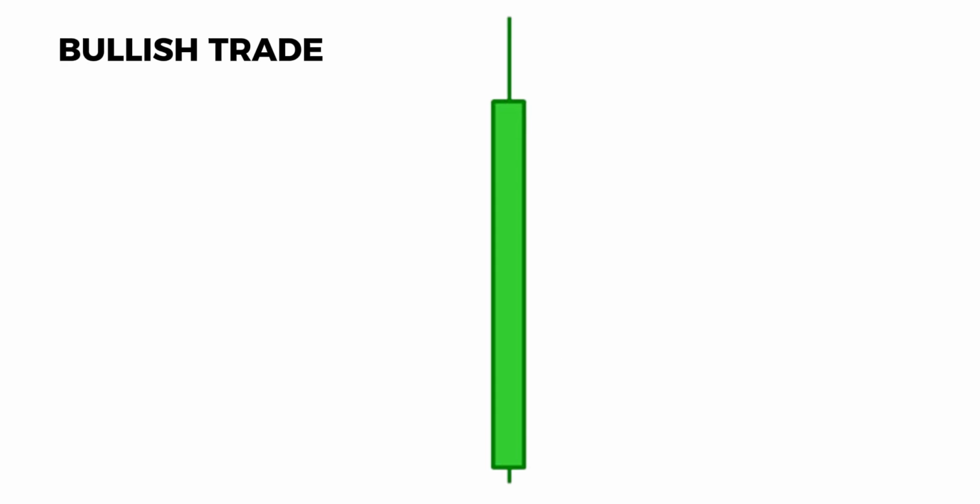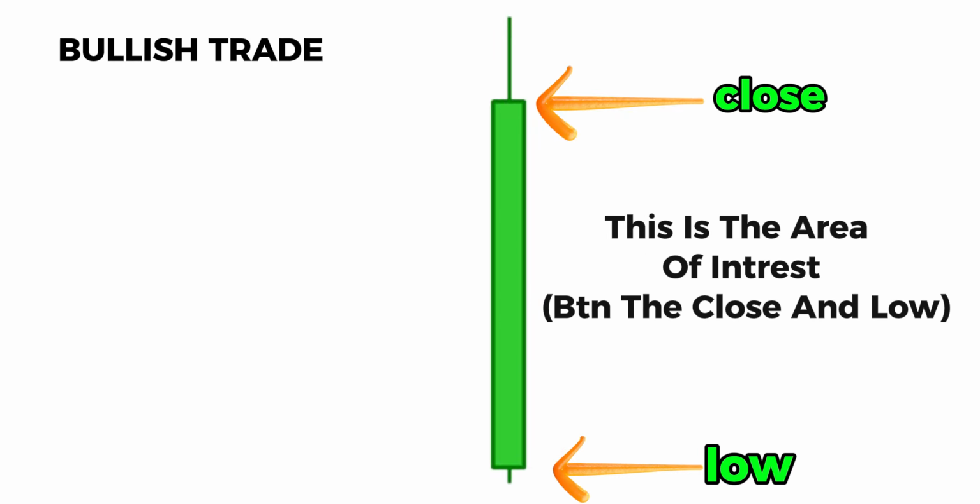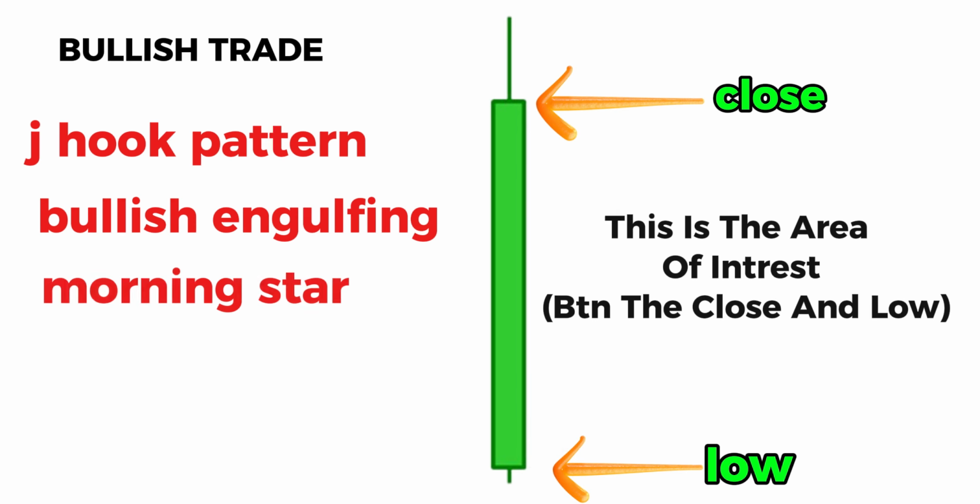Alright, for the bullish trades, we shall be focusing on the close and the low. That will be our area of interest. We shall be looking for buy opportunities within that area. Within this area of value, we shall be looking for bullish candlestick patterns like the J-hook pattern, the dumpling top, wedges, order blocks, such that we get precise entries with very little drawdown. Keep in mind that we shall be combining these candlestick patterns with other technical tools for more accurate trading decisions.